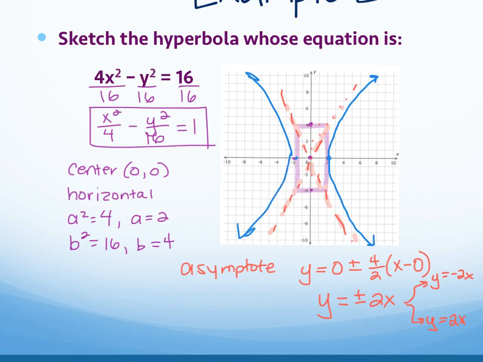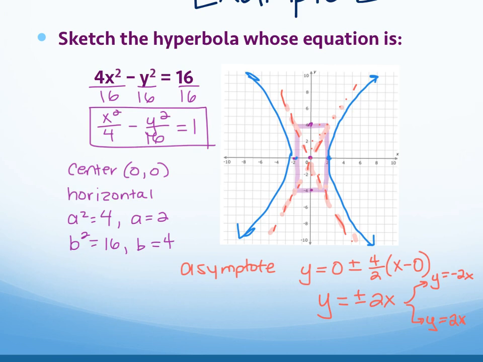So once you get y equals 2x and y equals negative 2x, if you wanted to use those to graph your asymptotes, it's slope-intercept form. So y equals mx plus b. B is 0, m is negative 2, so down 2 to the right 1, and positive 2, up 2 to the right 1. But the box is easier. But there's going to be times when you have to say the asymptote, so it's good to know it too.